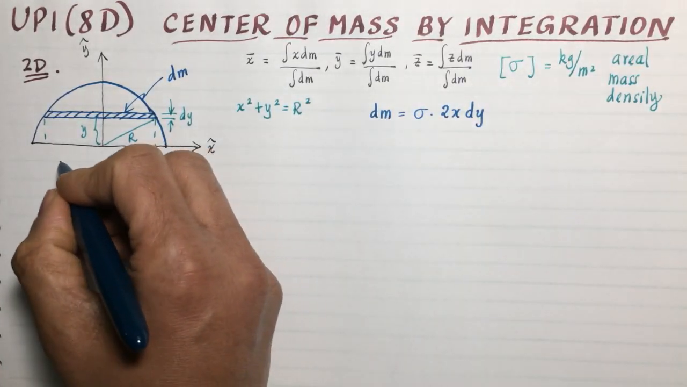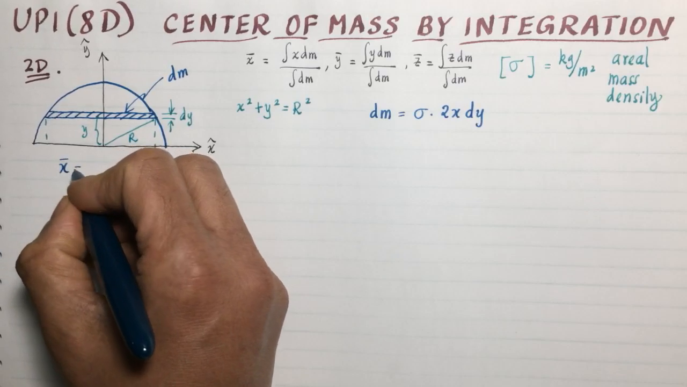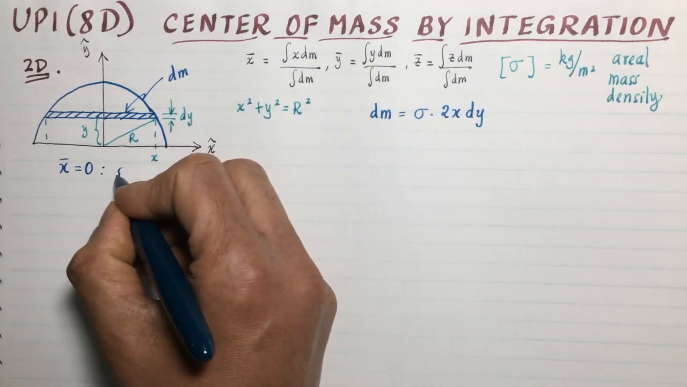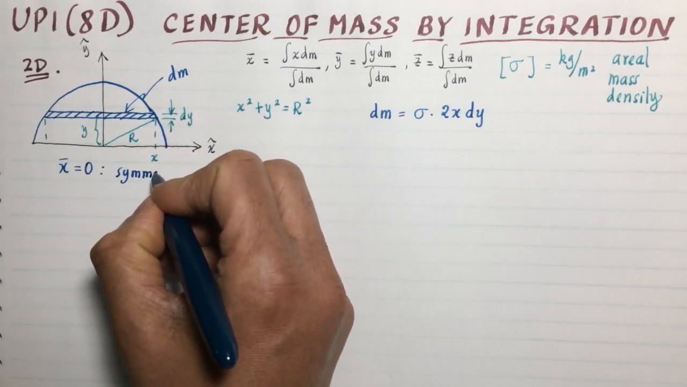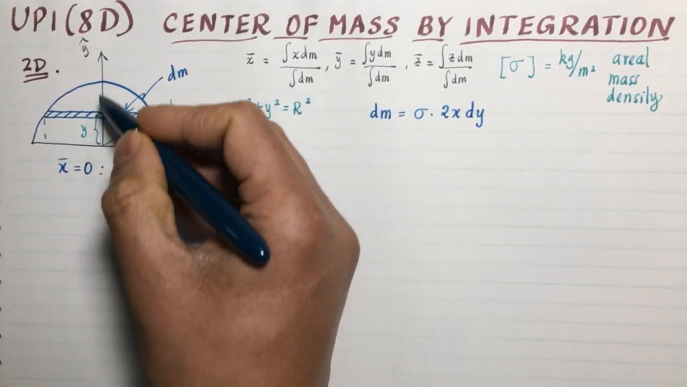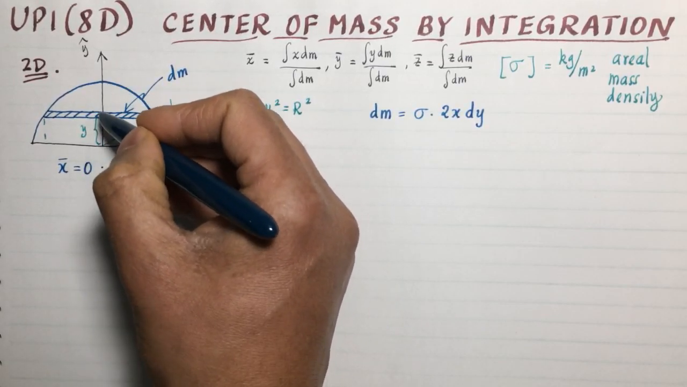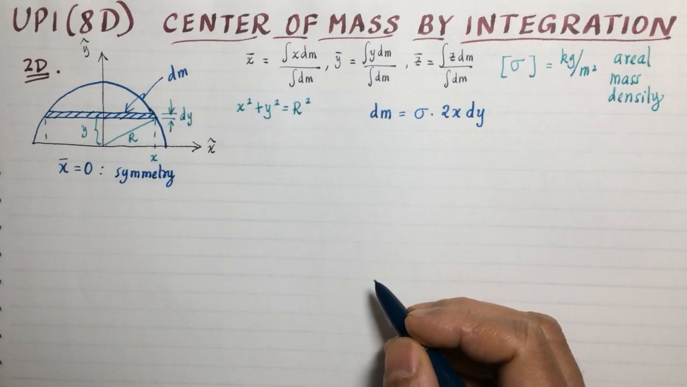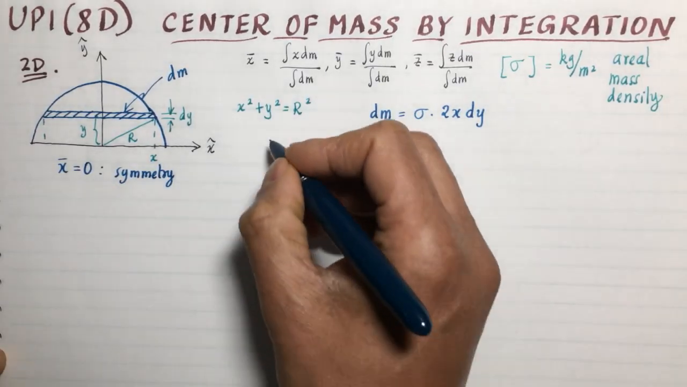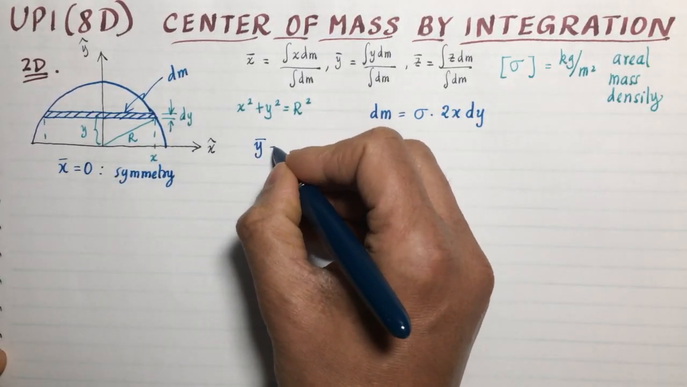But now by symmetry, the x center of mass is going to be 0. So you don't have to actually evaluate an integral to find that out. It's obvious that the center of mass is going to lie somewhere on the y-axis by this choice of axes. So let's find out what y bar is.